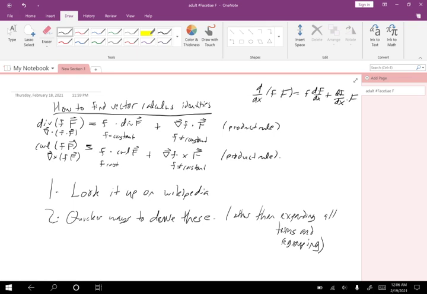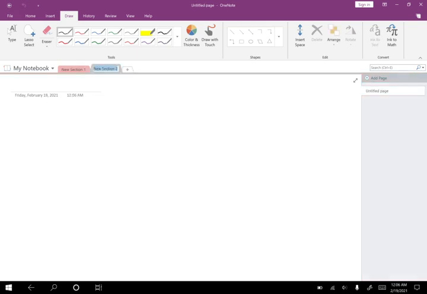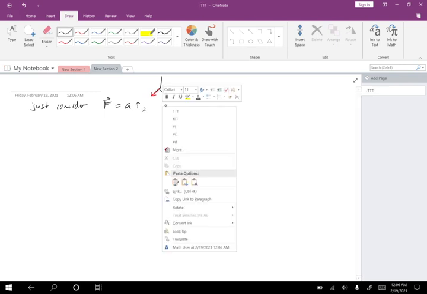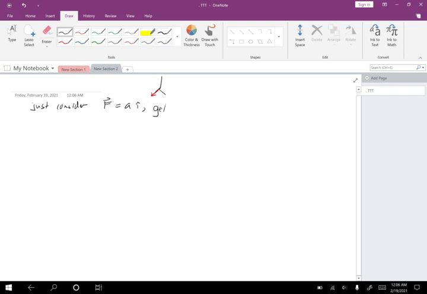And I think my approach that I'm going to try to show you is to just consider F equals a times i. So just a vector pointing in one direction. This is totally enough. And then what you will do is you will get simpler expressions. You will get simple expressions.